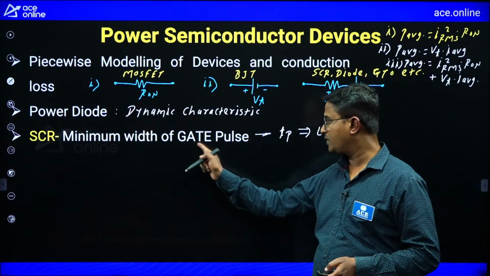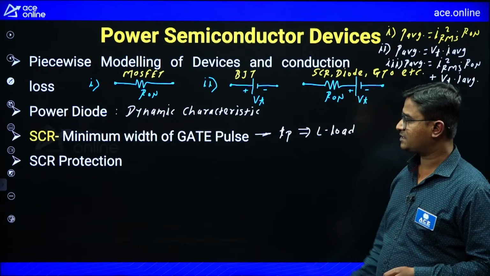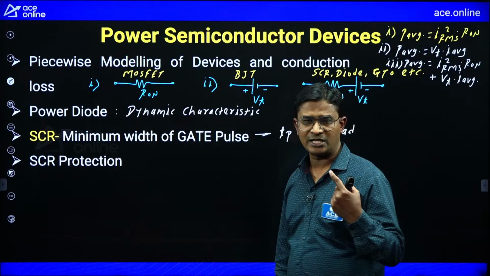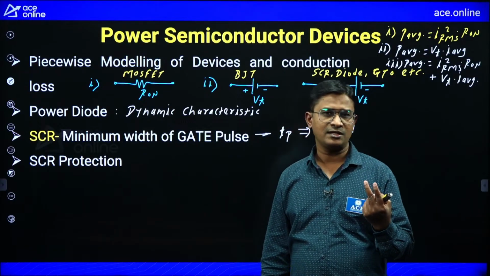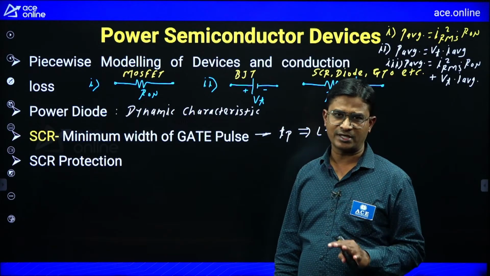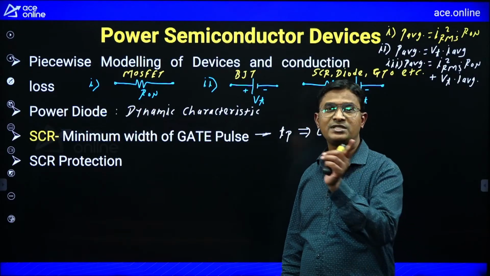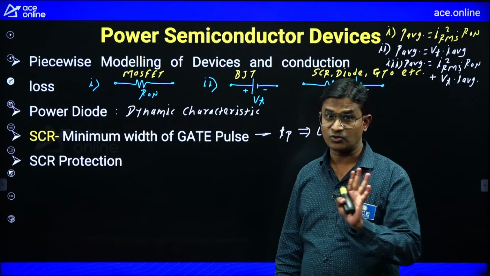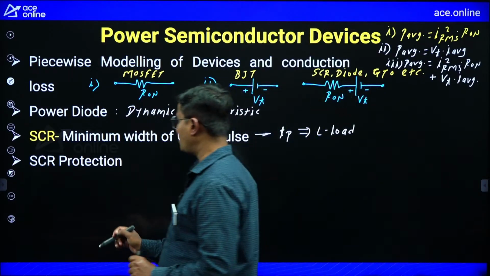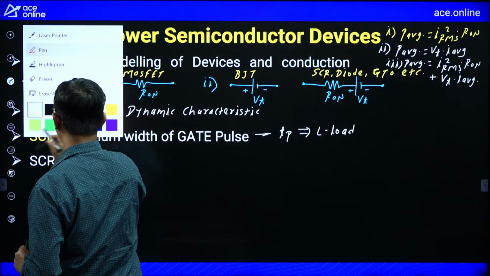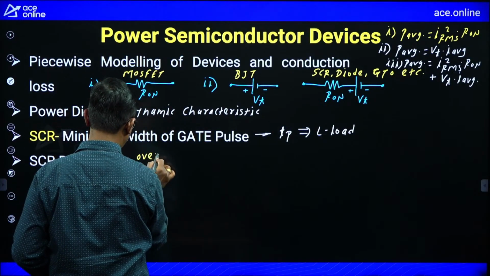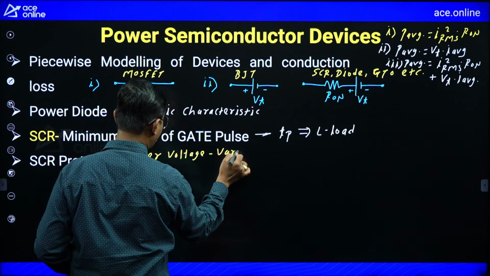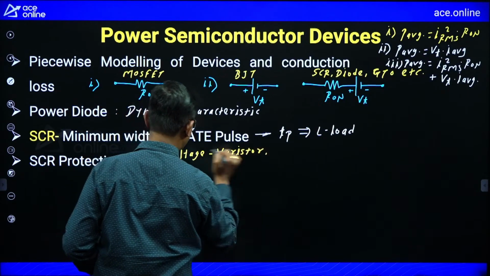Next, after the minimum width of the gate pulse, is SCR protection. Yes, very important. In SCR protection, we have over voltage protection, over current protection, and high dV/dt and high di/dt protection. For protection from over voltage, which device is used? For protection from over current, which device is used? Those are important. For over voltage protection, we are using a varistor.